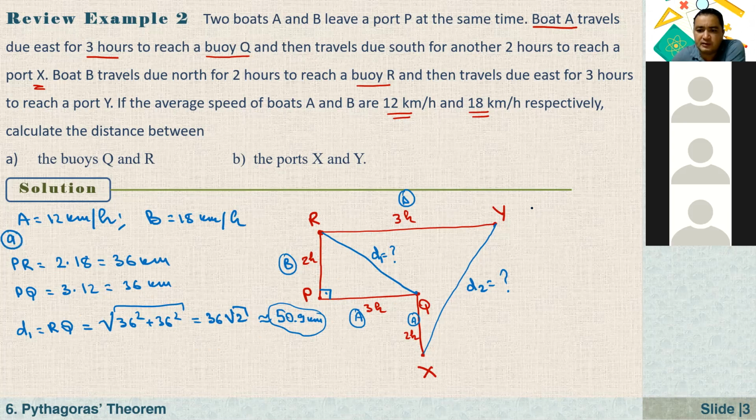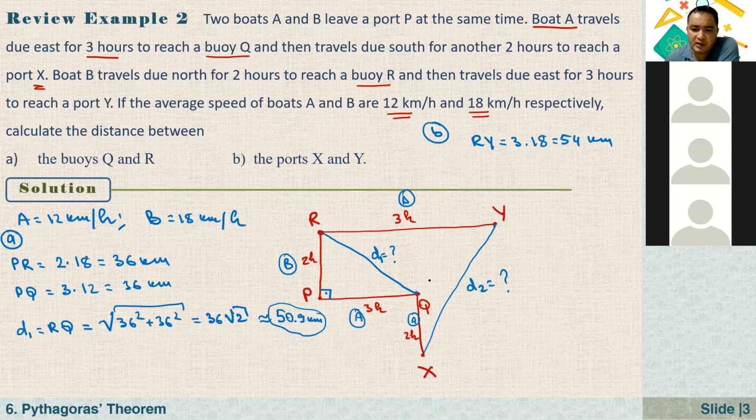And how about part B? I don't know if we can solve this here. Let me just do it here. Part B, the ports X and Y. To find the distance between X and Y, first we need to find RY. What is RY? RY is equal to 3 hours times the speed of B. B is 18, so that's equal to 54 kilometers. So the distance between R and Y is 54.